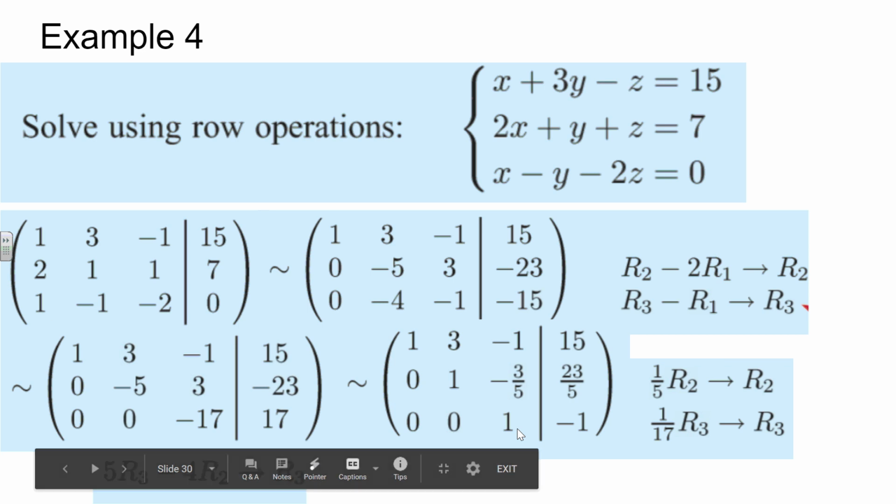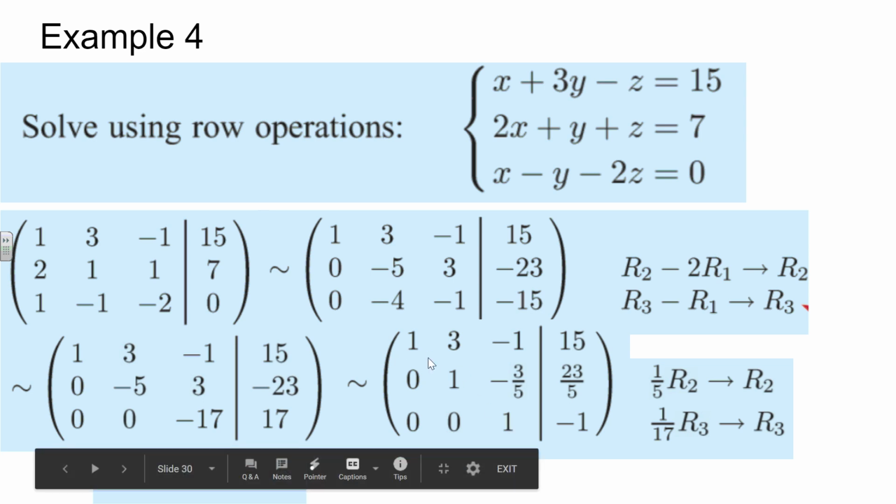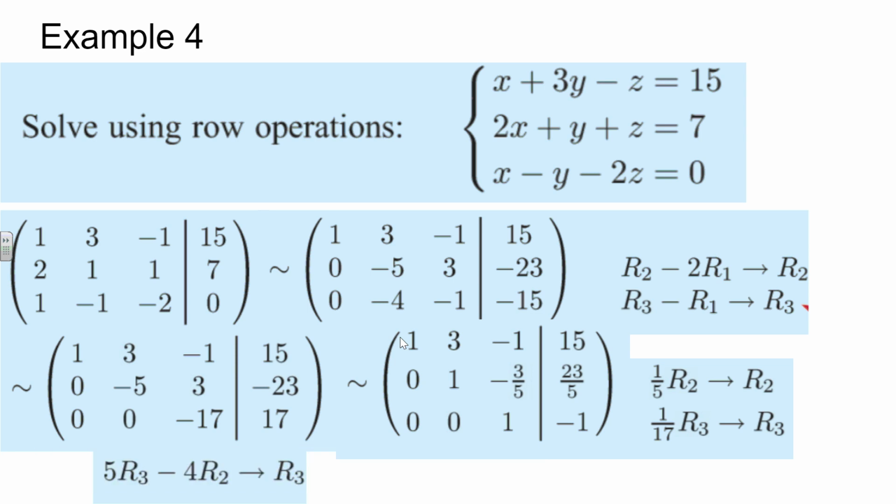Now, at the same time, I'm also going to want to get a 1 in the row 2, column 2 location. Right now, it's a -5, so I'm just going to multiply by -1/5 across row 2, and that's going to yield me a 1, a -3/5, and a 23/5. Now, if you notice those 1s in the diagonal, that's going to tell me that this does in fact have a unique solution.